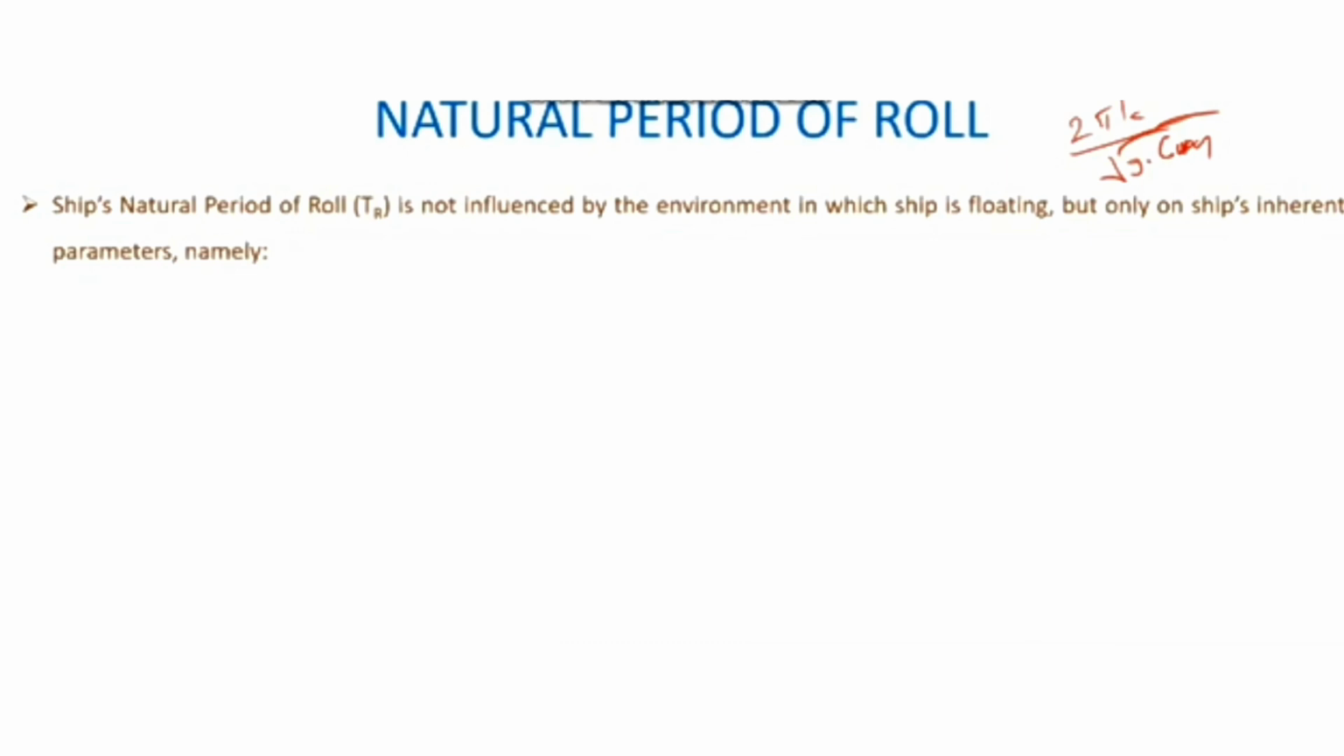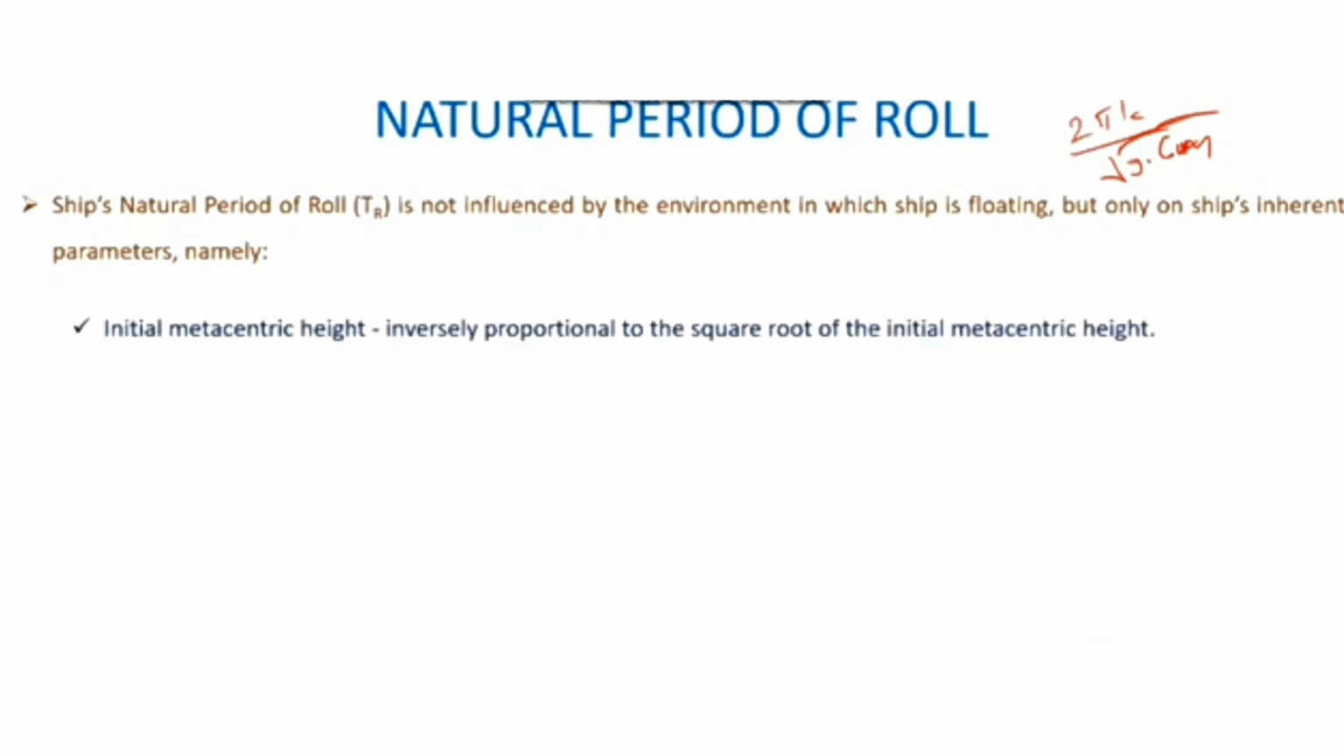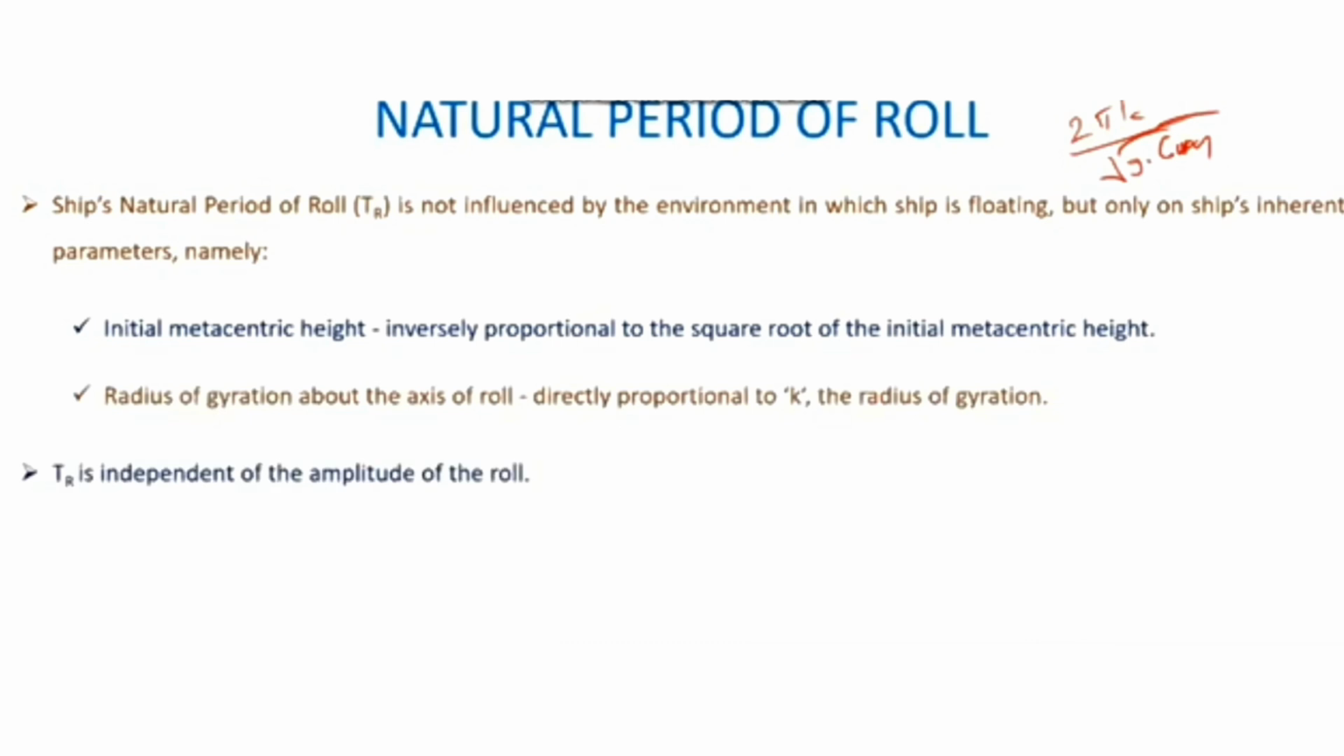What are the inherent properties? One is the radius of gyration, which will depend upon how the weights are distributed about the axis of roll, and it will depend on the GM. Which parameters does it depend upon? It depends on the metacentric height, and it depends on the radius of gyration about the axis of roll. What is TR? Now, TR is independent of the amplitude of the roll.